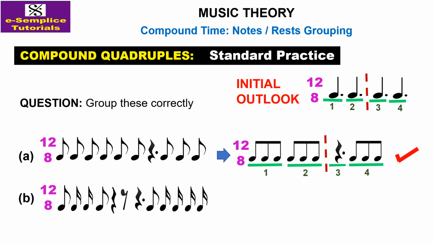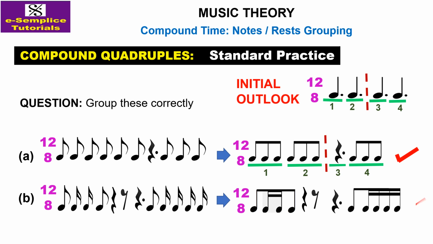Now take a look at these notes or this line of music and group it correctly for 12/8 time. Correct. Beat 1, beat 2, beat 3, beat 4, and the middle of the bar is open.